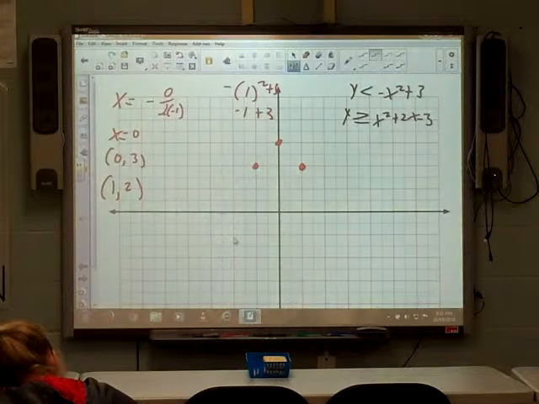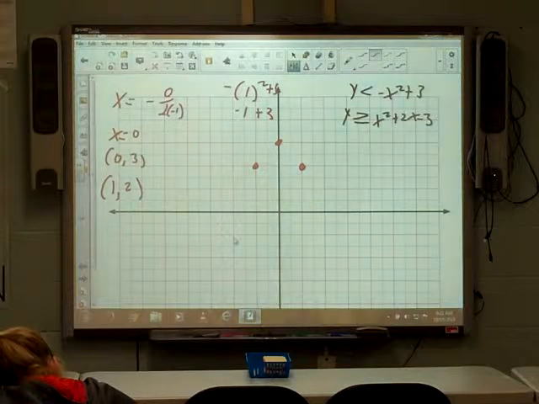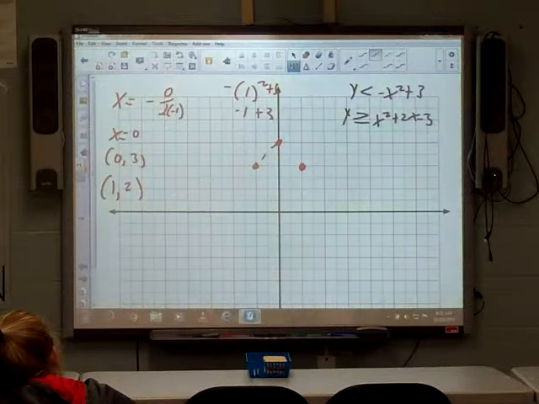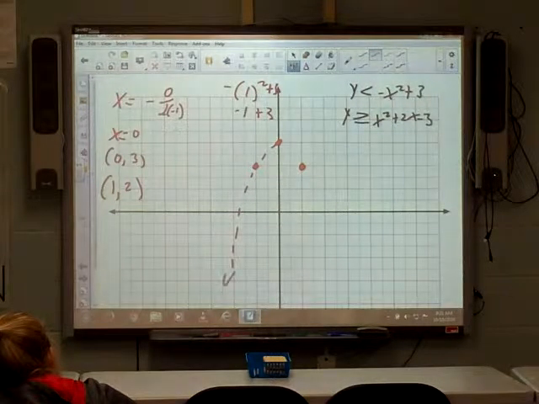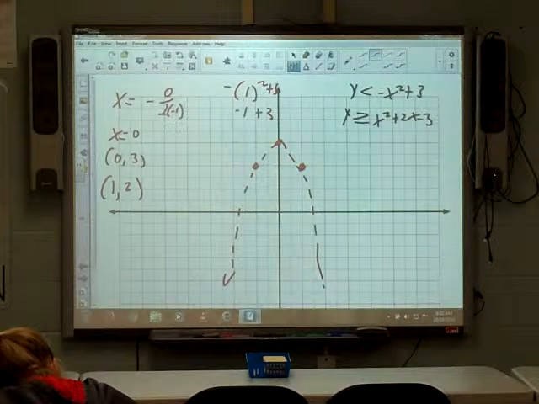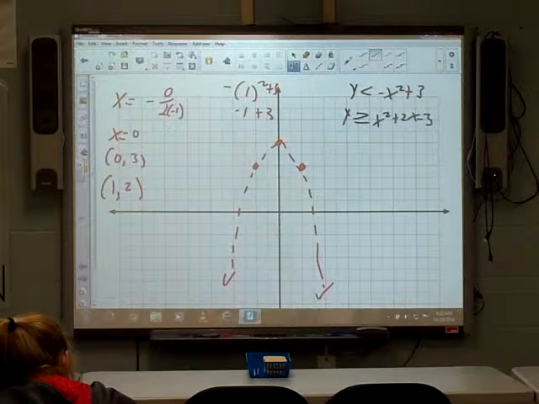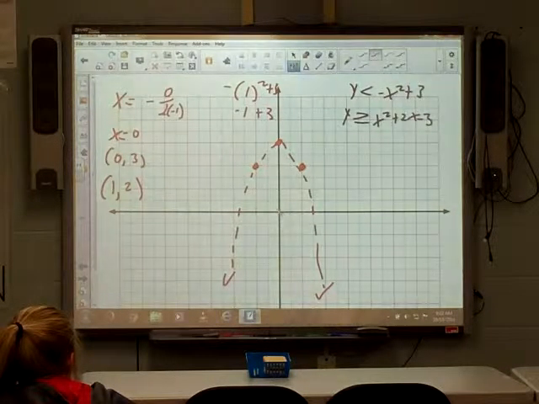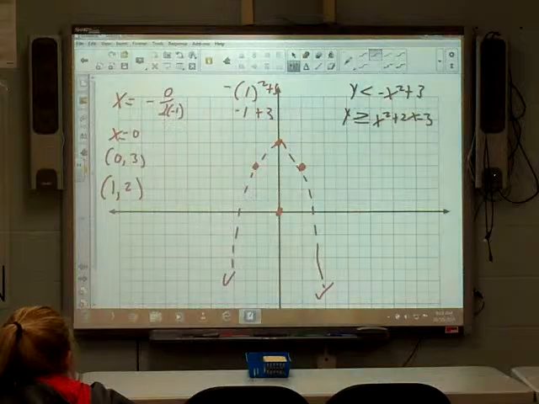Alright, does that parabola get connected with a solid arc or a dashed? Dashed, good. Okay, now I got to figure out what part of that parabola gets shaded. So you can pick any point inside it you want to. 0, 0 would be a fine one to use.